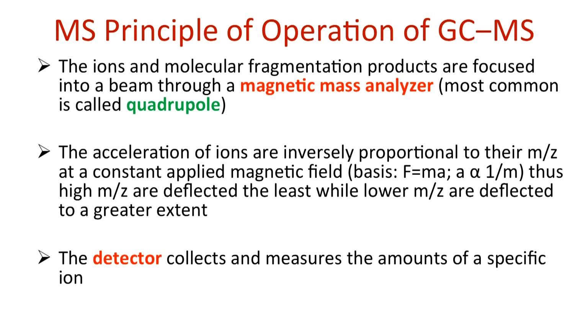Then these ions and molecular fragmentation products are focused into a beam through a magnetic mass analyzer. The most common one is called a quadrupole. Here, the separation is based on the acceleration of the charged particles. So the bigger charged particles are deflected least and travel slower, whereas the smaller particles will be deflected easily and so will travel faster. Then the detector collects and measures the amount of a specific ion.